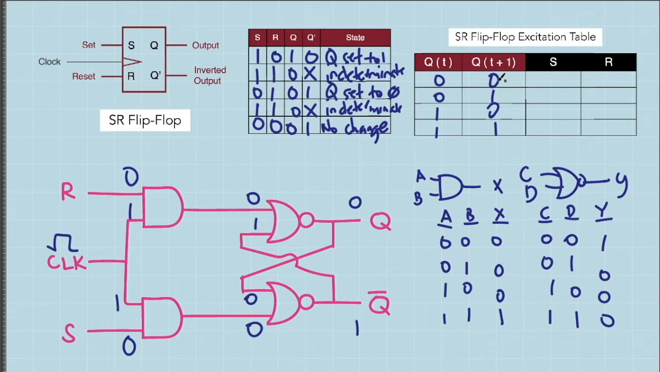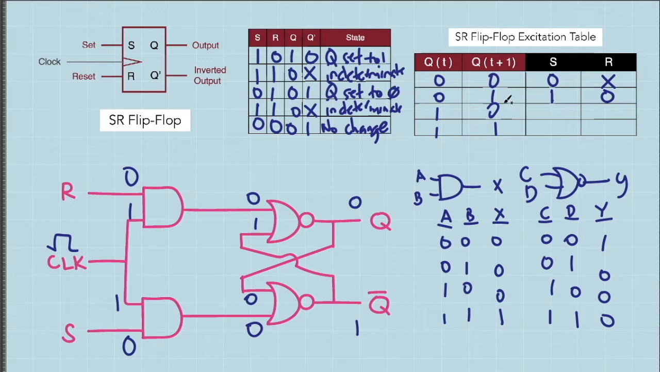Hence, Q remains 0 when the set signal is at logic 0 and the reset signal, based on these instances, is either logic 0 or logic 1. Hence, I'll just put a don't care here. Next, let's look at the second case where initially the output Q is 0 and then after one clock pulse, it becomes a 1. This is only possible when set is logic 1 and reset signal is at logic 0. So I'll put 1, 0 here.